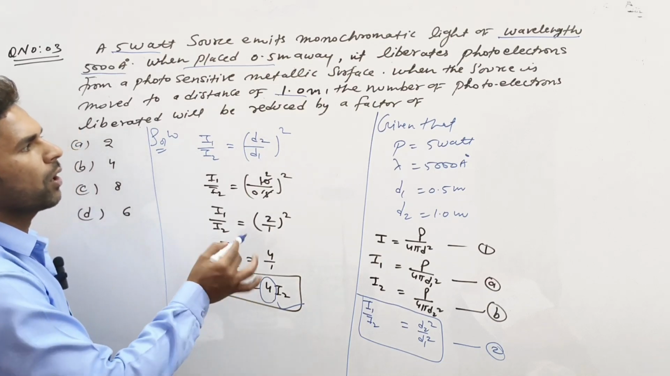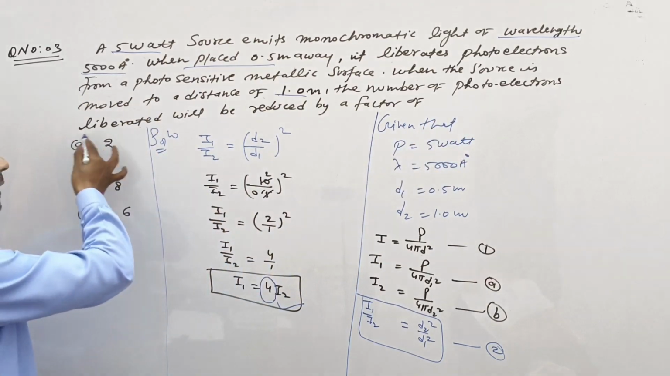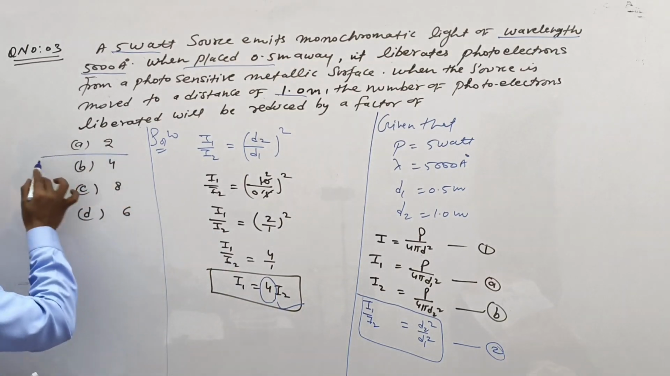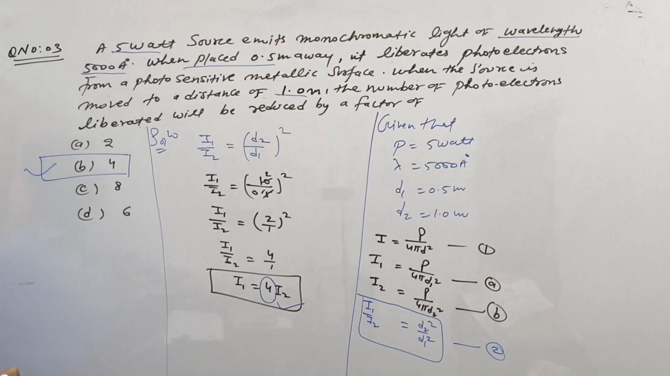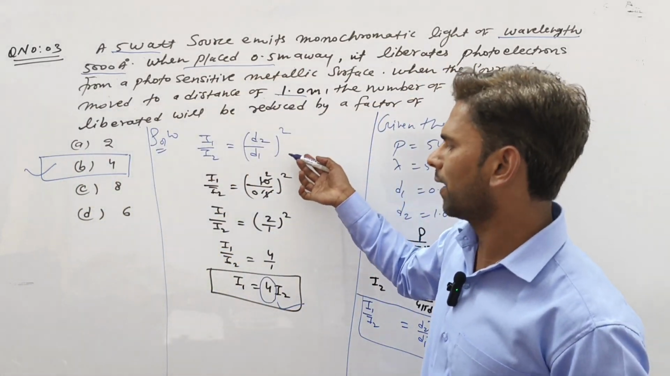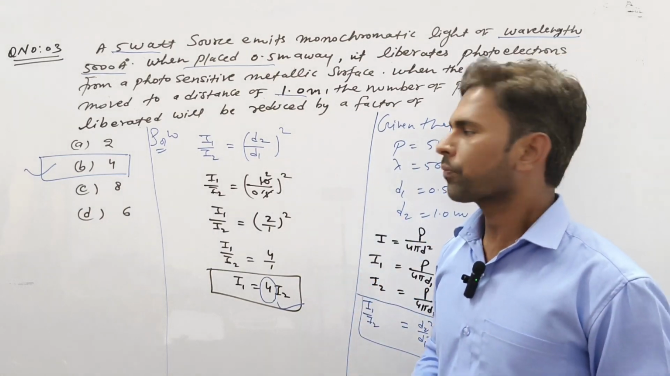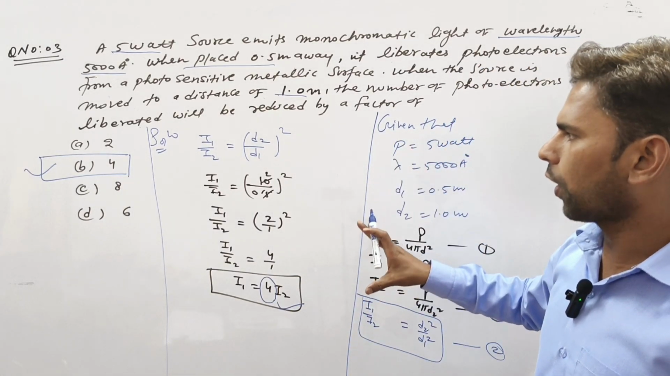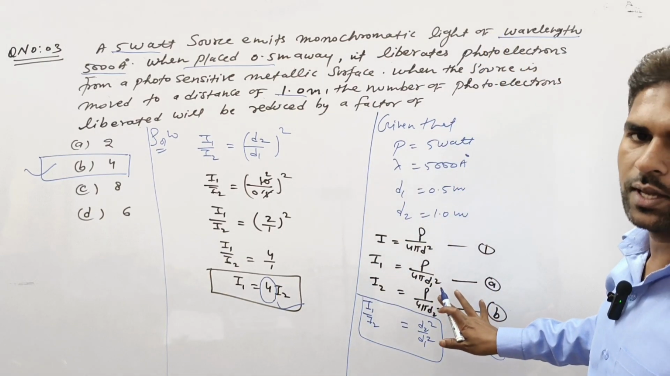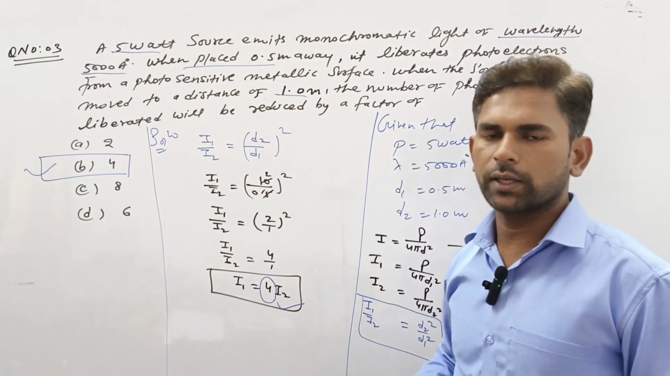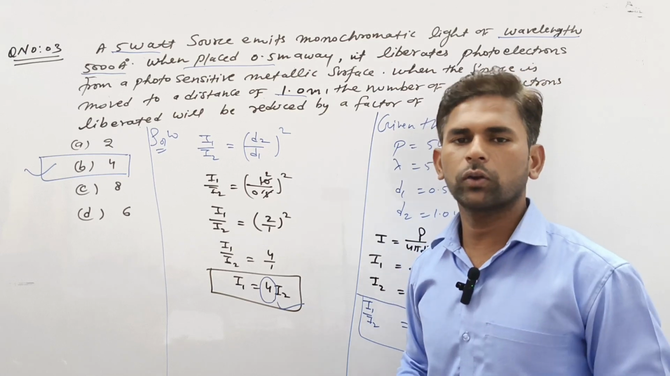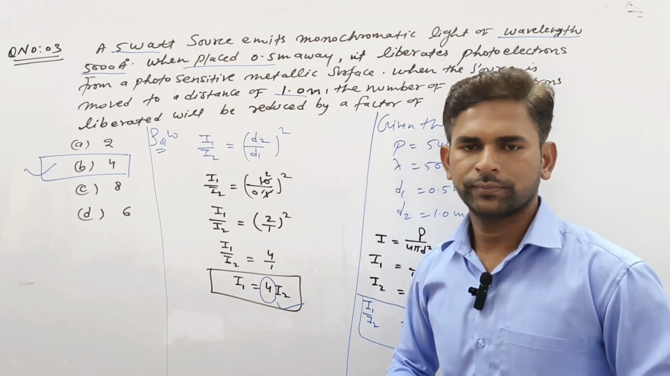So that is the number of photoelectrons liberated. That is 4. Which option is correct? Option B is the correct answer of this problem. So you will follow this method. You can apply this formula and directly get your answer. If you know the formula, you can apply it directly. If you don't know, first mention all the situations, after that search for the formula, then apply it, and after that practice twice and thrice. So now we are going to discuss the next question.